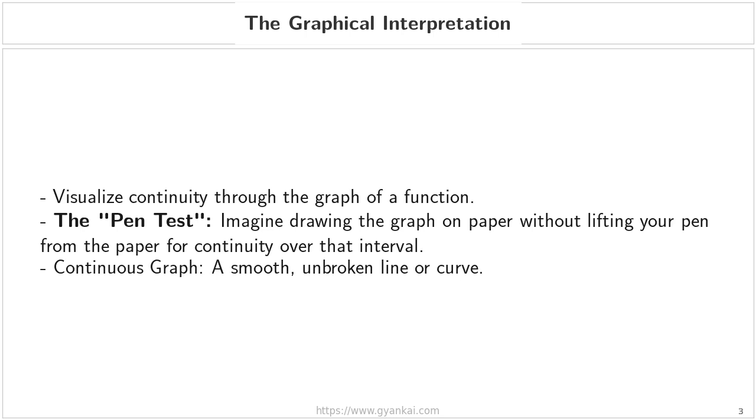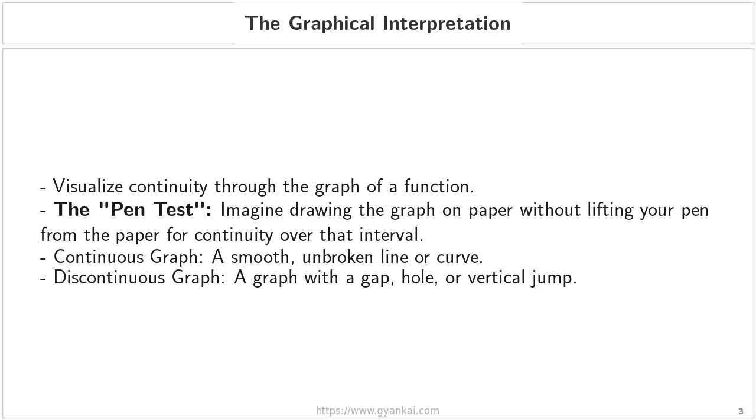Visually, a continuous graph appears as a smooth, unbroken line or a curve that flows steadily from one point to the next. Conversely, a discontinuous graph is one where the flow is interrupted. You will notice a gap, a hole, or a sudden vertical jump. In these instances, you would be forced to lift your pen to continue the drawing, which confirms that the function is not continuous. This visual intuition provides a great foundation, but to truly grasp the concept, we need to see how it applies outside of a textbook. In the next slide, we will explore some real-world examples to compare continuous and discontinuous processes.